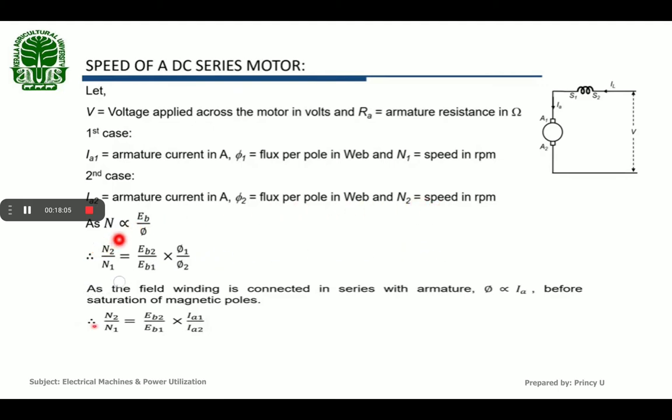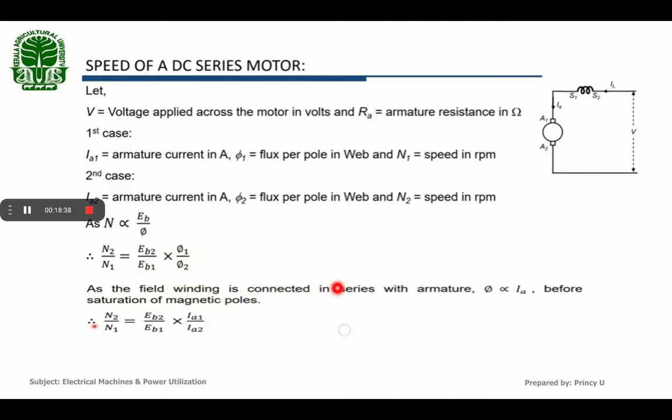As N is proportional to EB by phi, we have already derived that speed is proportional to EB by phi. Then for the first case N1 and the second case N2, we can write the equation. N2 by N1 is equal to, here in the first case N1 is proportional to EB1 by phi1, and in the second case N2 is proportional to EB2 by phi2. So we can write N2 by N1 is equal to EB2 by EB1 into phi1 by phi2.